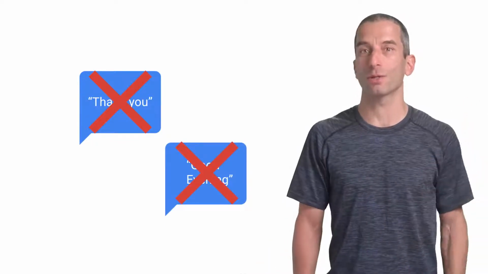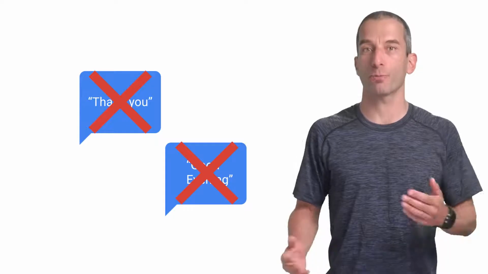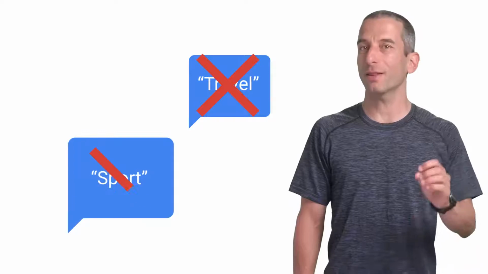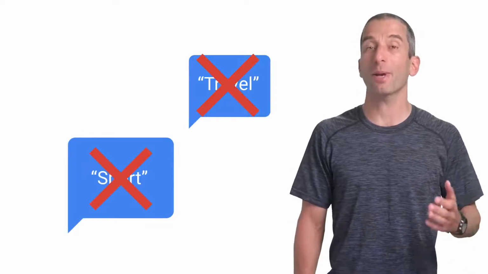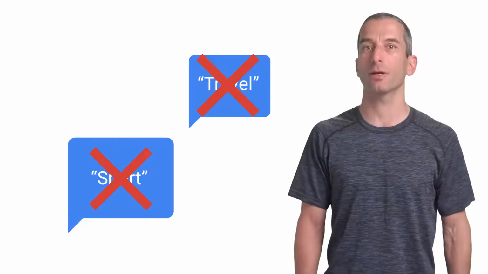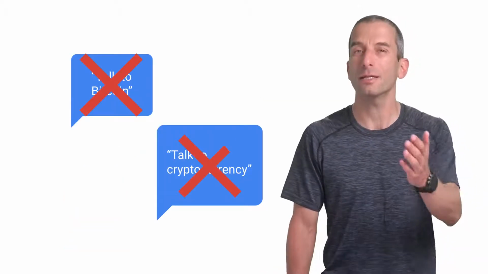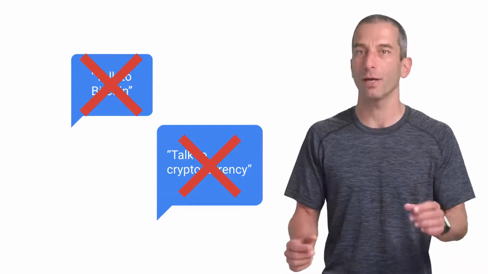And don't use generic words or phrases such as categories of products, services, or content. For example, travel or sport. Think of it this way. If your name can describe a category of apps rather than a specific function, change it to be more specific. Some words and phrases are reserved and cannot be used in names, including OK, Google, volume, up, down, game, bot, action, and app. For example, talk to Bitcoin info is a good one because it's specific enough. And talk to Bitcoin or talk to cryptocurrency is not good because it's describing a category and not a specific action.